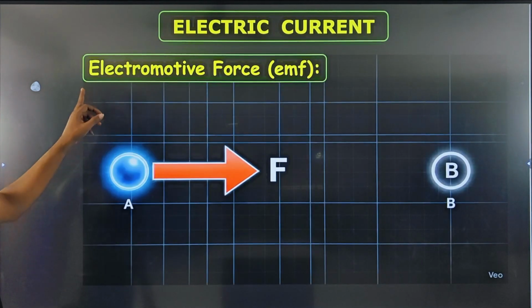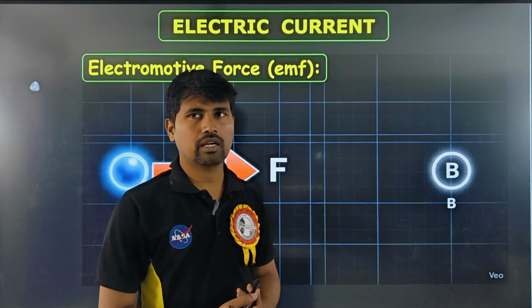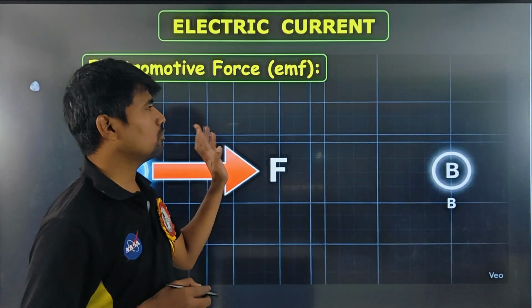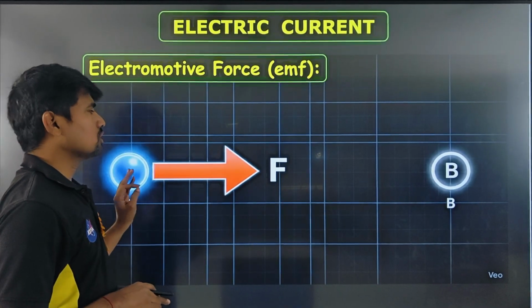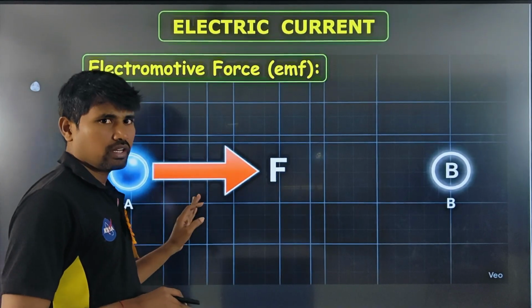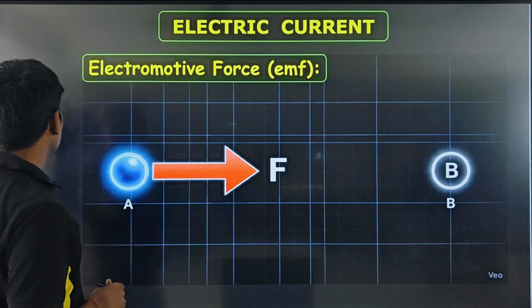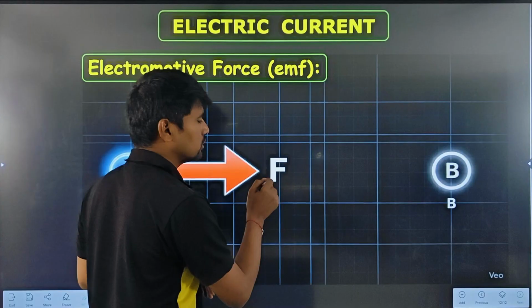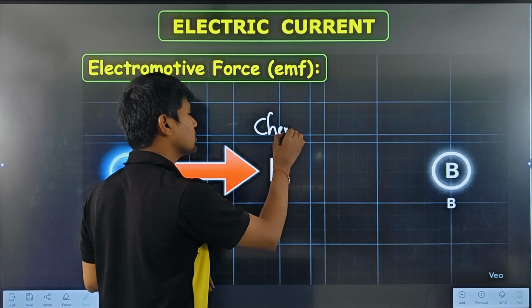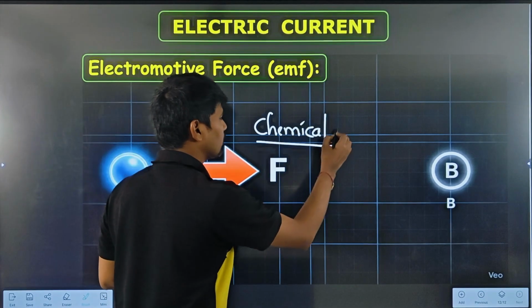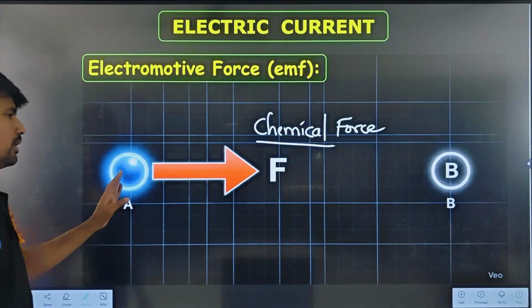Next slide is EMF, electromotive force. Here both are similar. Potential difference and electromotive force. What is the electromotive force? Electromotive force is also the amount of work done to shift a charge from one point to another point, but this is not due to electric force. This is due to chemical force. Chemical force does the work from A to B.